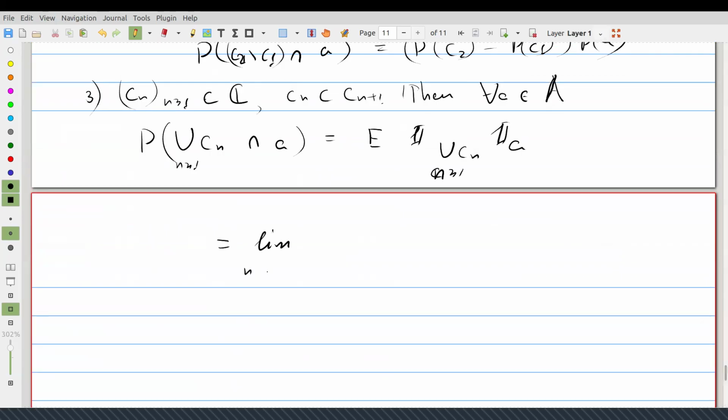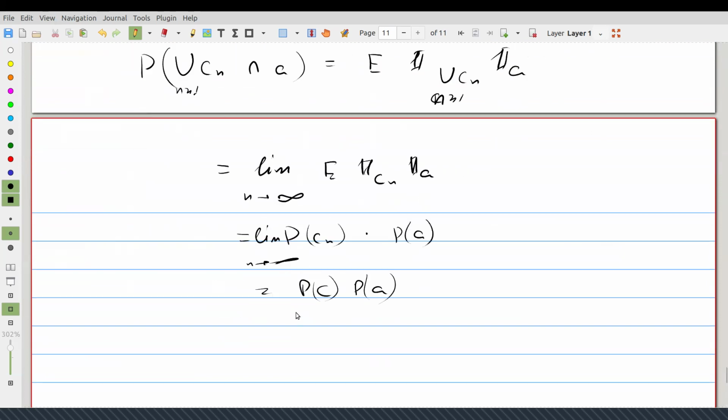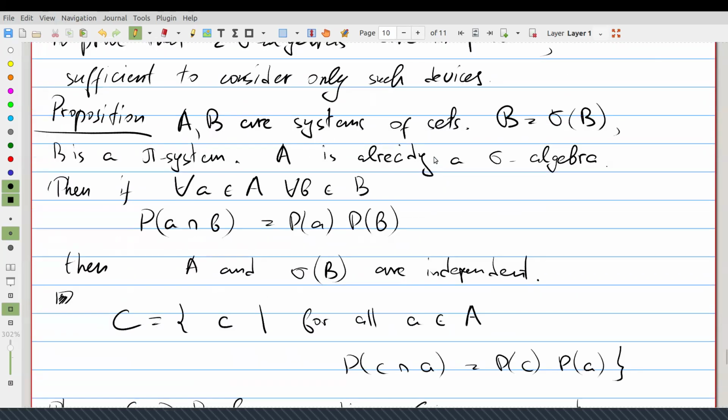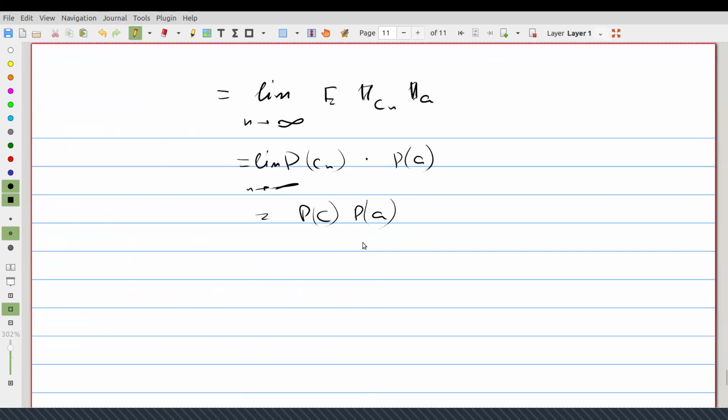Because everything is bounded, we can use the Lebesgue theorem, which is exactly the limit of P_n of A, which is exactly P of A, because of the properties of probability measures. So this is indeed a lambda system that contains the original pi system, and therefore it contains also the whole sigma algebra generated by E, which is exactly the definition of the independence of two sigma algebras.